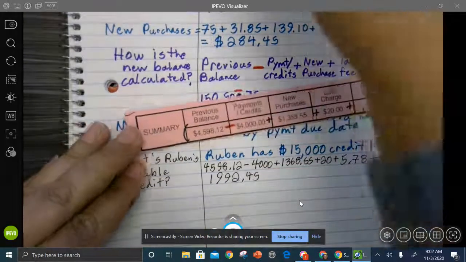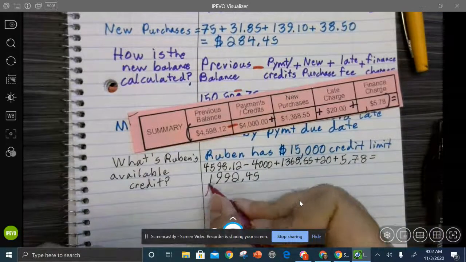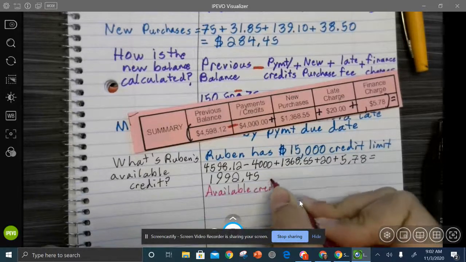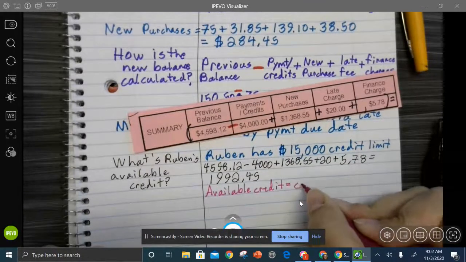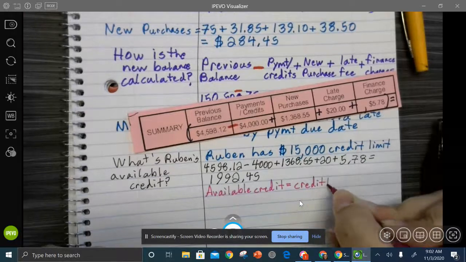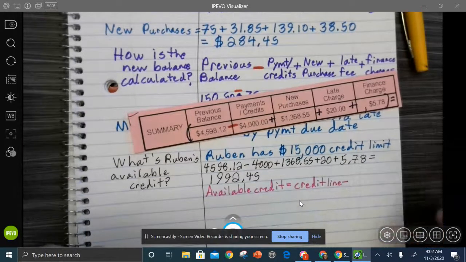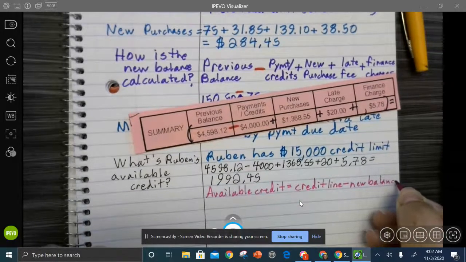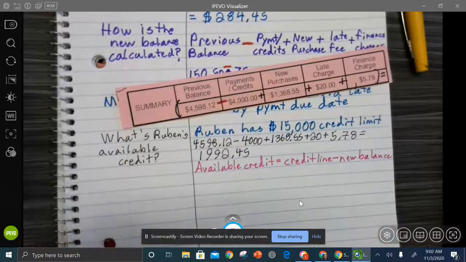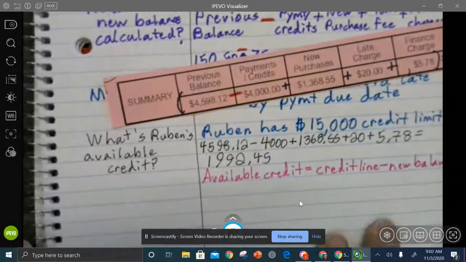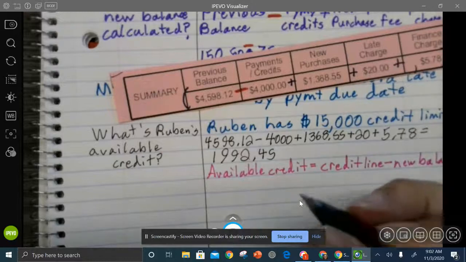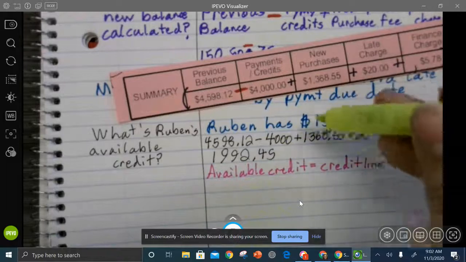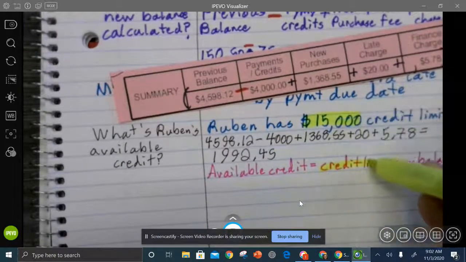Okay, so now for his available credit. The formula for available credit is going to be: available credit is equal to the credit line, or the credit limit, minus the new balance. So let's go ahead and work on that. His credit line was $15,000.